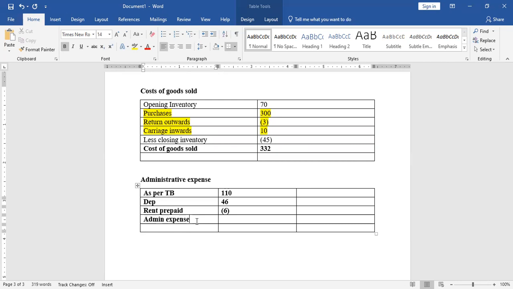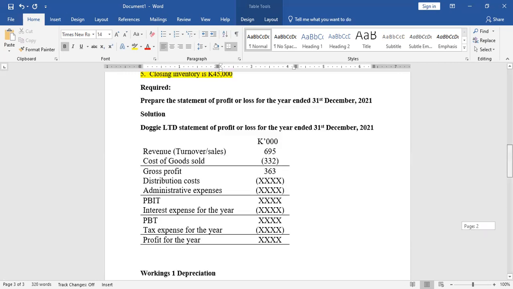So we have 110 plus 46 minus 6. So the administrative expense is 150. Administrative expense, where is it in the format for the statement of profit or loss for the year? Administrative is here, so I'm putting the 150, which I've just calculated, there.